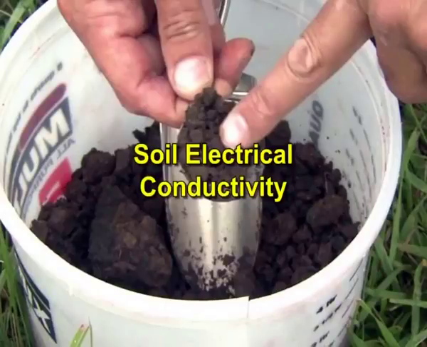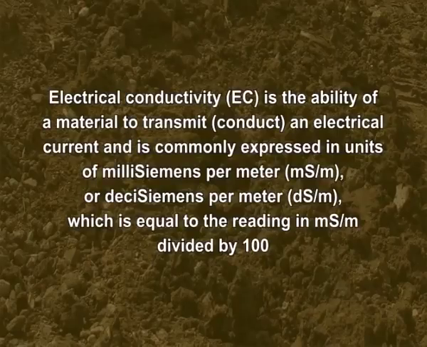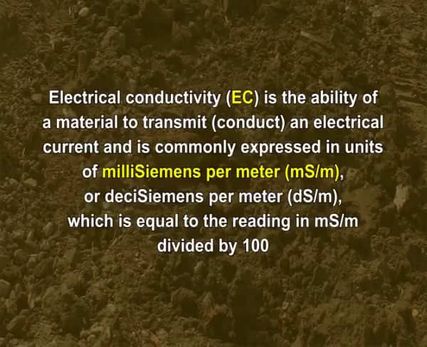Soil electrical conductivity. Electrical conductivity (EC) is the ability of a material to transmit or conduct an electrical current and is commonly expressed in units of millisiemens per meter or decisiemens per meter, which is equal to the reading in mS/m divided by 100.